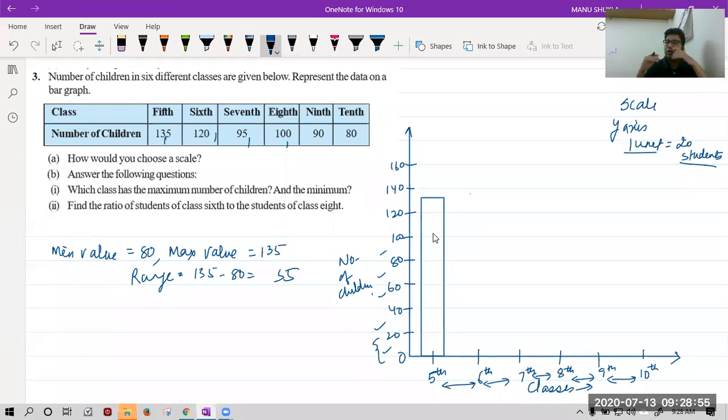If you use a bar graph paper from the market, you will get all the lines in between, which will help you to understand. So this is how much? 135. Similarly, next is 120.